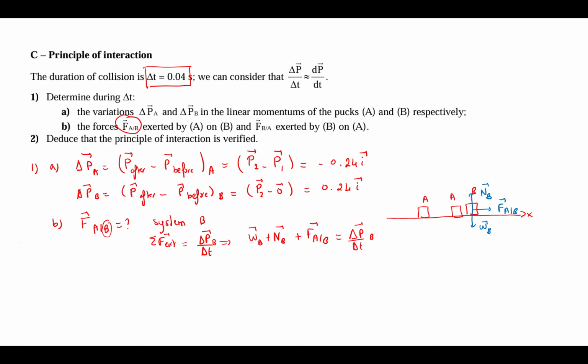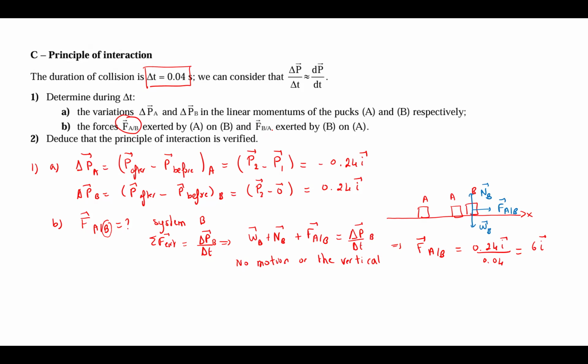Now here we are on the horizontal, so no motion on the vertical, which means that the weight and the normal become 0. So we have at the end the force done by A on B in vector equal delta P. So I leave it as vector and I take delta P also in terms of vector. Vector equals a vector. So it's 24I over delta T, which is 0.04. And then I get as answer 6I.